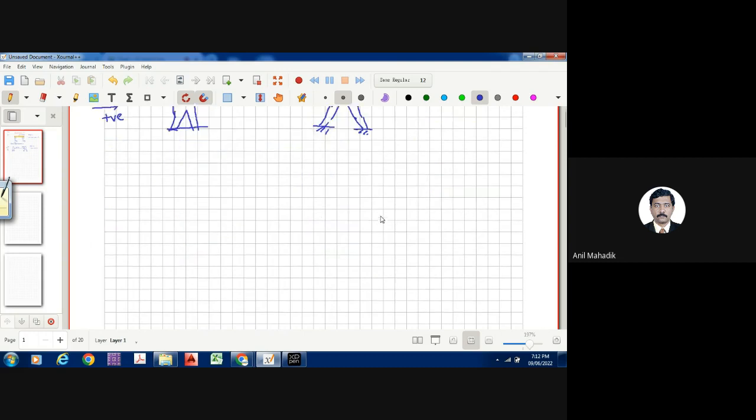Now let's say again one more example. If we have a block resting like this, and there is a vertical weight on it, and let's say there is also a horizontal force P. So can you say that it is in equilibrium, or which part is in equilibrium?